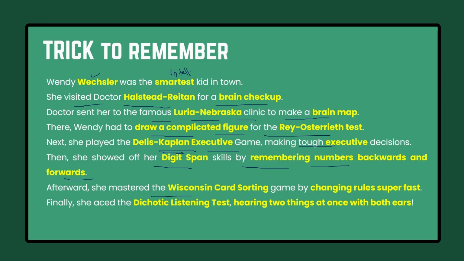After that she mastered the Wisconsin card sorting game by changing rules super fast. Okay, afterwards she has mastered the Wisconsin card game by changing the rules very quickly. Finally, she aced the dichotic listening test, hearing two things at once with both ears. Okay, she could listen to two different things at the same time with both ears, and she aced the test also. And because of which she is still the smartest. Wendy Wexler is still the smartest or the most intelligent kid in the town. So if you can visualize the story and remember the parts of the story, it will help you to remember the different tests that you have just learned.